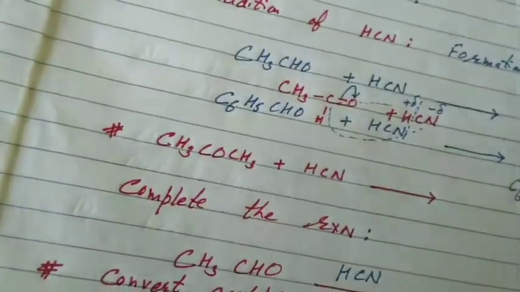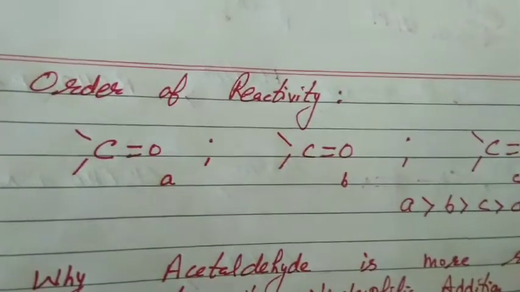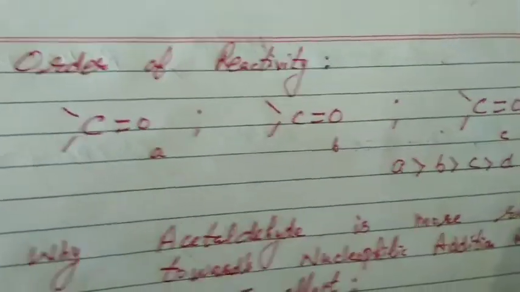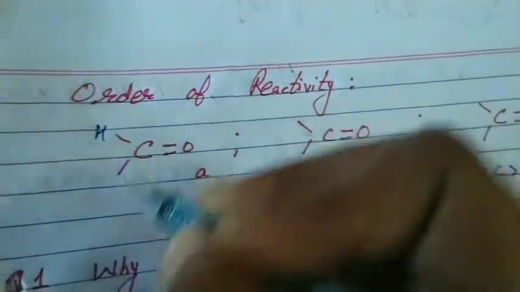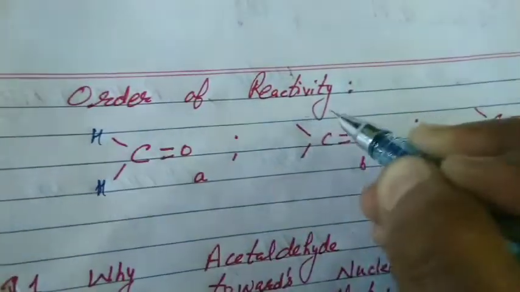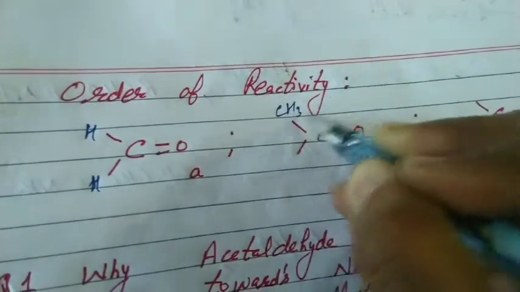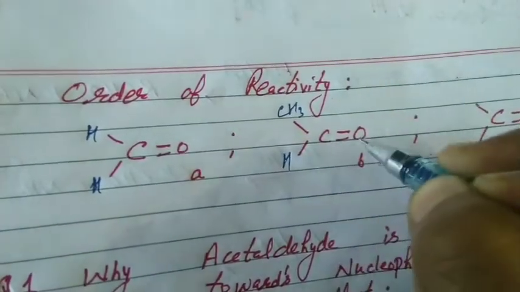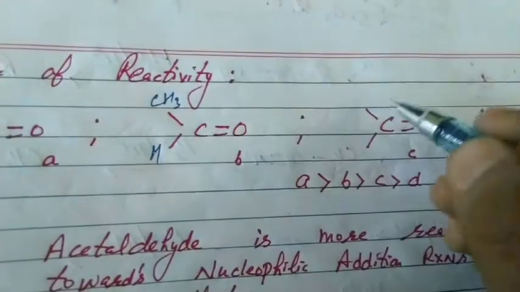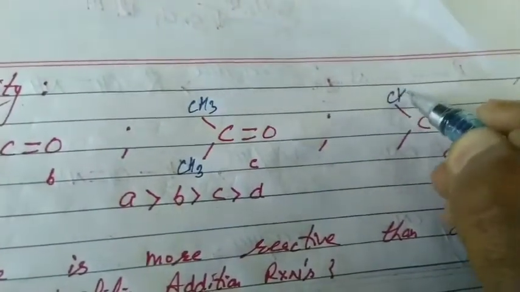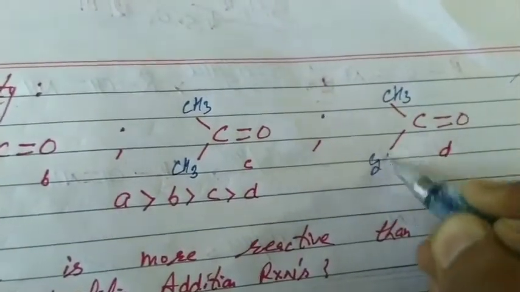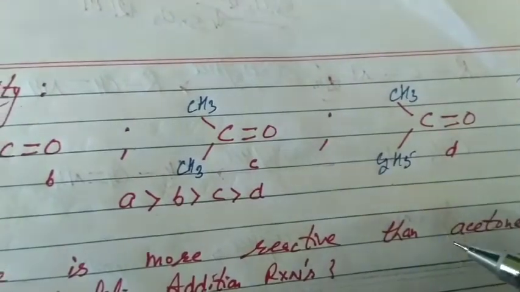After this, students, next is order of reactivity. Order of reactivity of different carbonyl compounds towards nucleophilic addition reaction. These are different carbonyl compounds. All of them contain the carbonyl group. First one, I mention H on both ends. It is formaldehyde. I mention CH3 on one end and hydrogen on one end. CH3CHO, it is acetaldehyde. Then we mention CH3 on both ends, it is ketone, dimethyl ketone. Then again on one end we mention CH3, on the second end we mention C2H5. It is again ketone but ethyl methyl ketone.